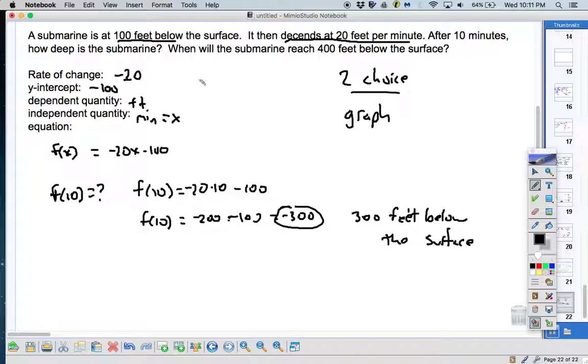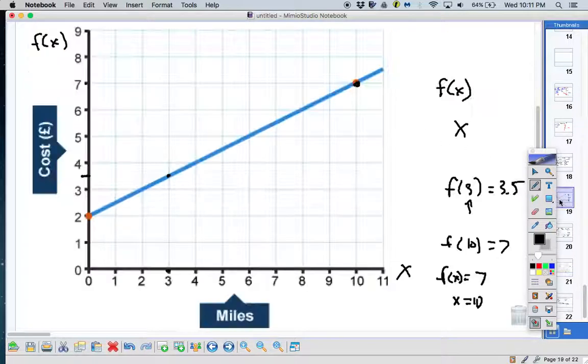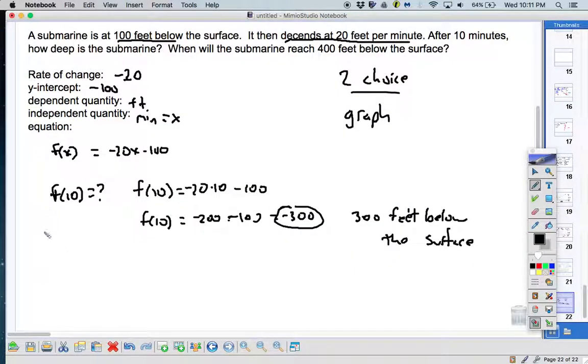The other thing you can do is, let's say you ask the reverse question. When will a submarine reach 400 feet below the surface? So again, you can go back and use the graph just like we did here, and you would start on the left side at 400, go across and go down and figure out what that x value was. Or what the question is asking is, if f of x is equal to 400, what is x? We want to go the reverse way.